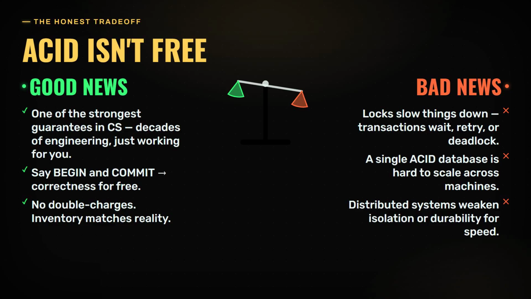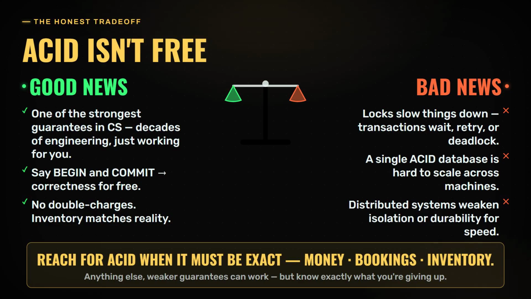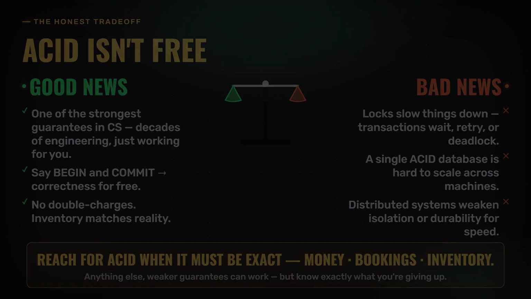The bad news: ACID is expensive. Logs slow things down. Strict isolation can cause transactions to wait, retry and deadlock. A single ACID database is hard to scale across many machines because all those machines have to agree on what counts as committed. That's why distributed systems often weaken isolation or durability for speed, at the cost of edge case bugs. Don't avoid ACID because it sounds slow.